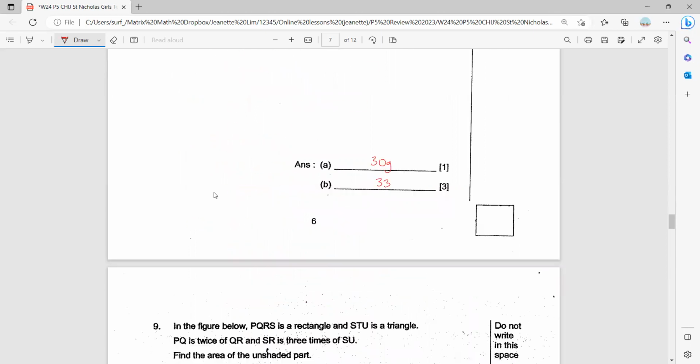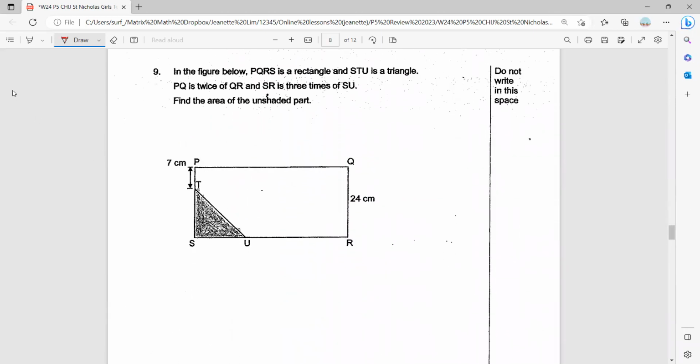Okay, question 9. In the figure below, we have PQRS, a rectangle, and STU, a triangle. PQ is twice of QR. Okay, QR is here, PQ is twice. This is 48. Then SR is 3 times of SU.